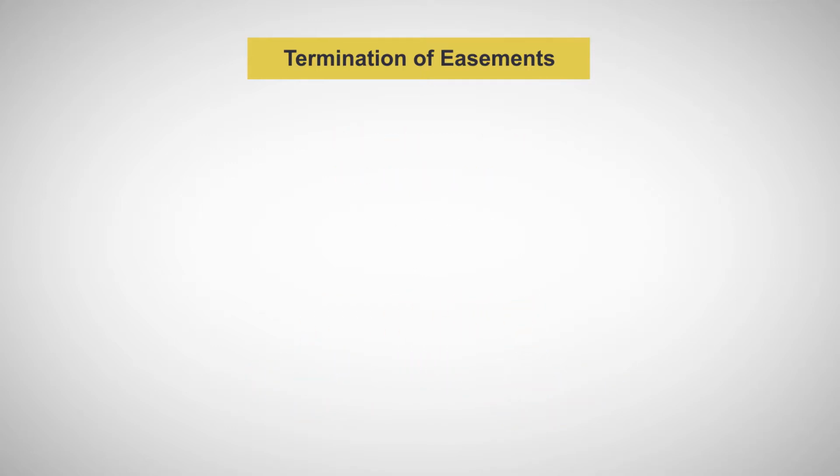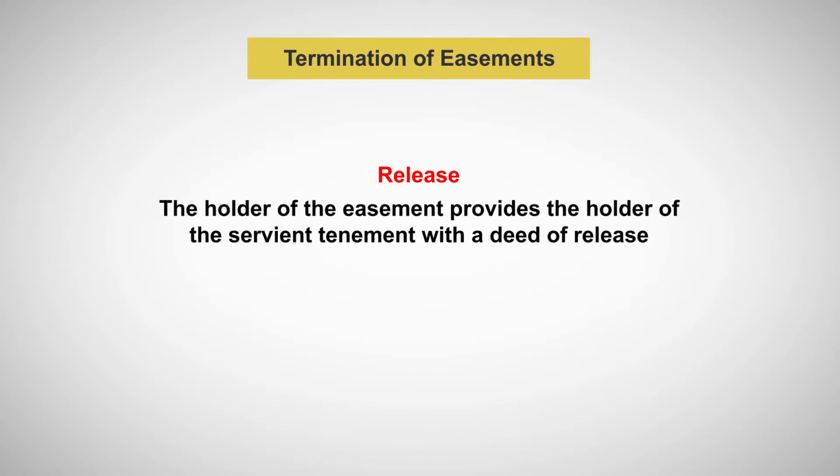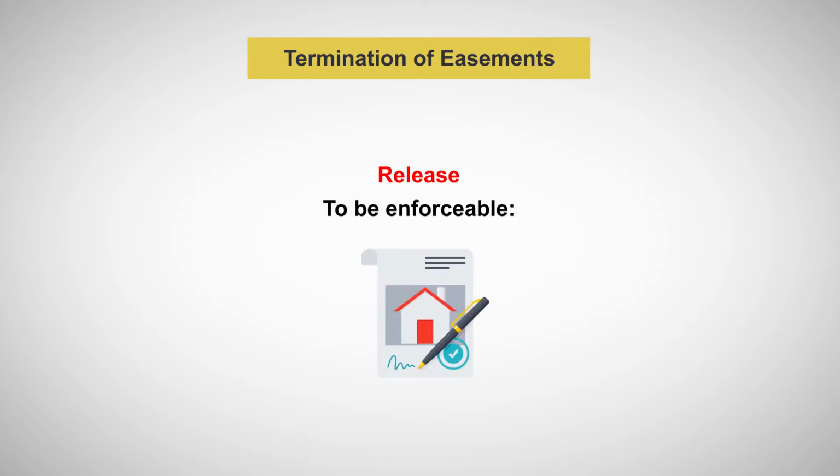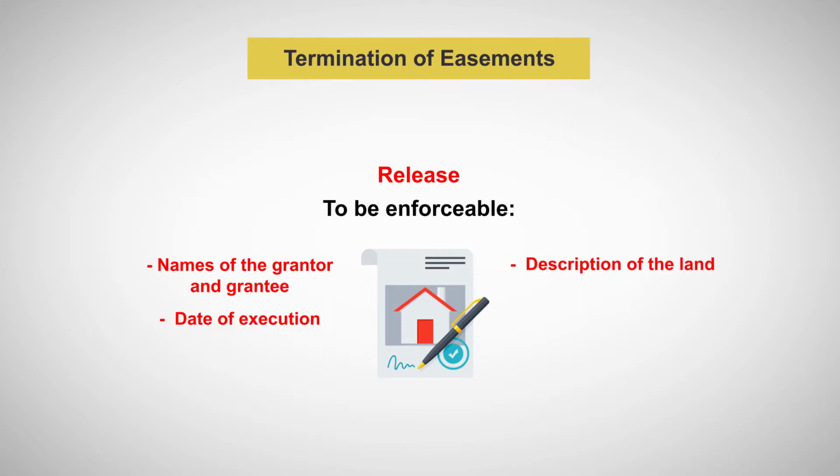Third, easements can terminate via release, where the holder of the easement provides the holder of the servient tenement with a deed of release. To be enforceable, a deed of release for an easement must include the names of the grantor and grantee, the date of execution, a description of the land with the easement, and the operative release language, such as, "The easement is hereby released."